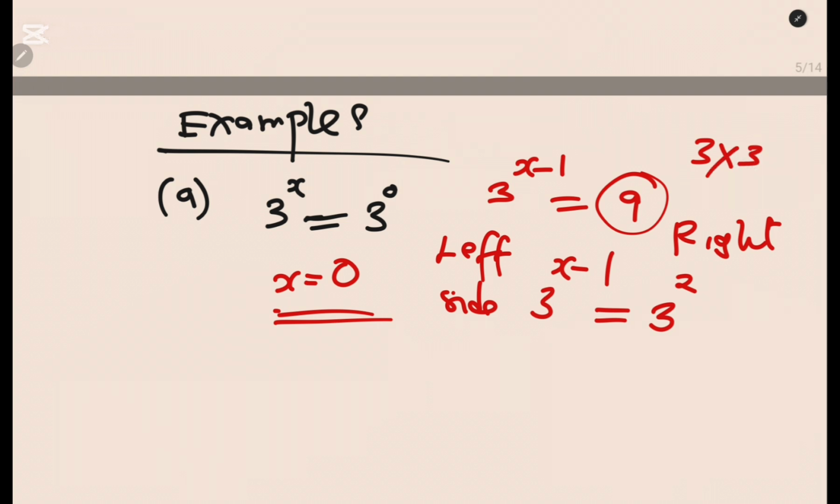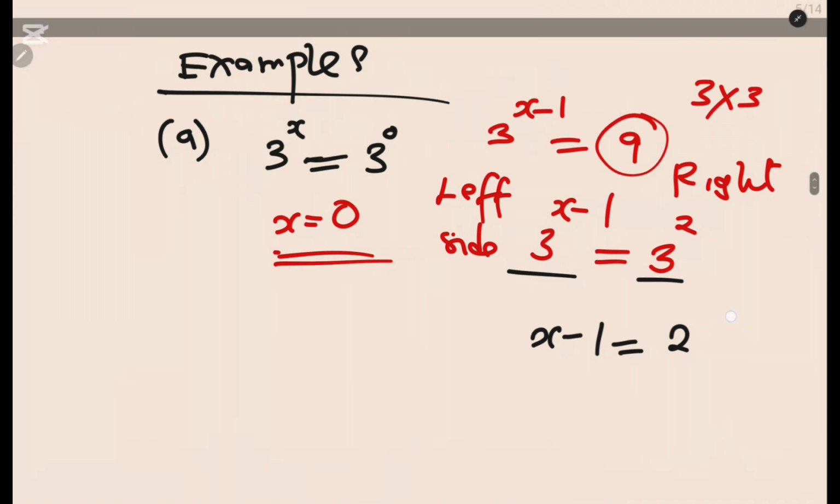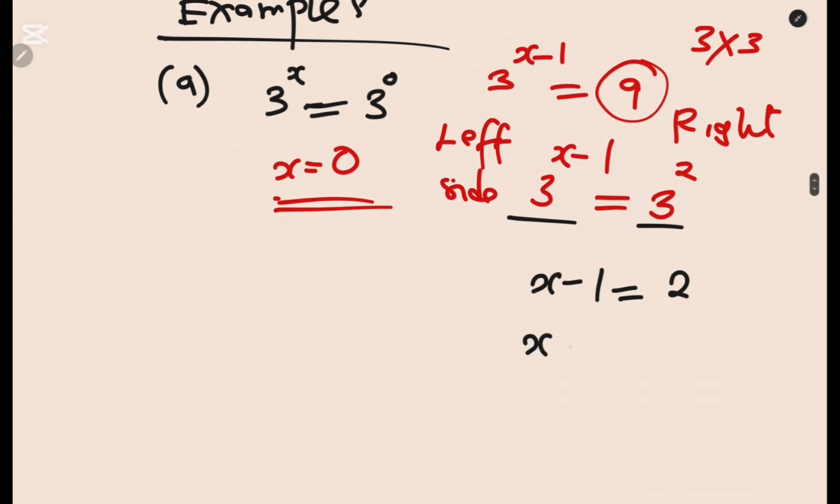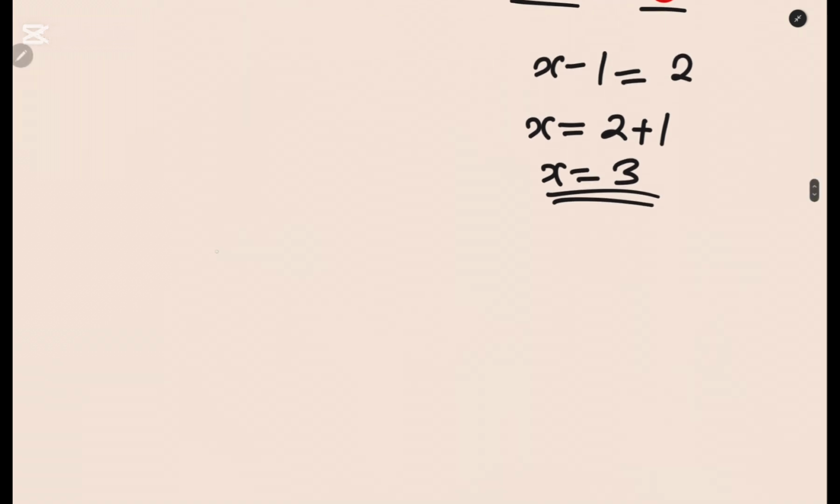So now that the bases are the same, we have 3 and 3. We can say x minus 1 is equal to 2. In other words, we equate the powers. So what is going to happen? x is equal to 2 plus 1, and therefore x is equal to 3. So that is how we can find this one. Have you got anything here? Let us look at one more example.